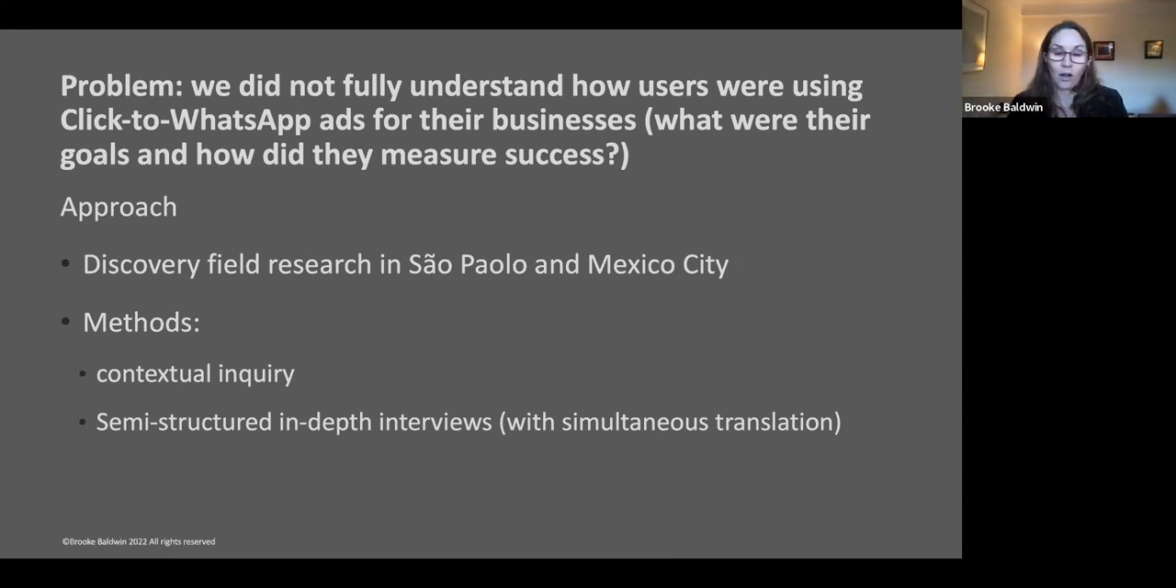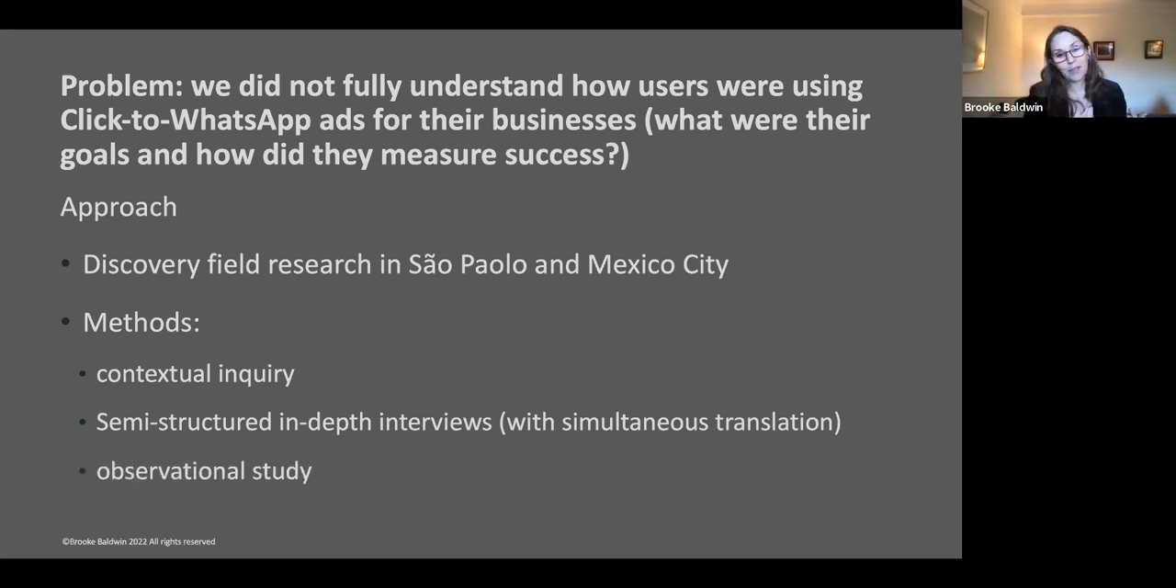And of course, I'm often doing that with simultaneous translation. I speak like 1.5 languages. And so for all the countries that I have gone and done research in, I need that kind of help because gosh, we'd be in a lot of trouble otherwise.